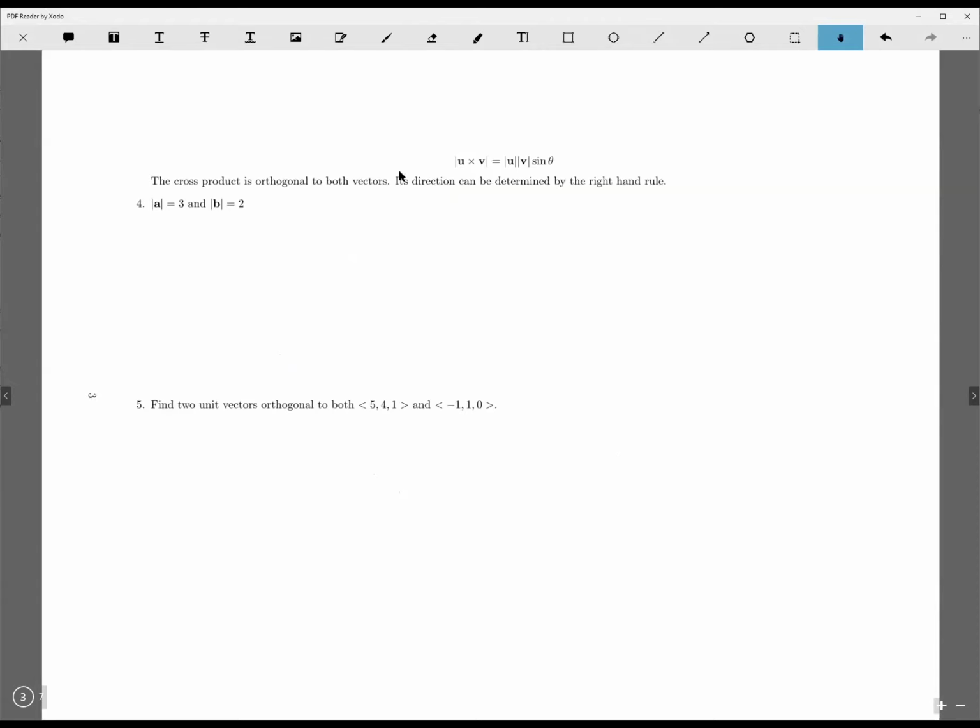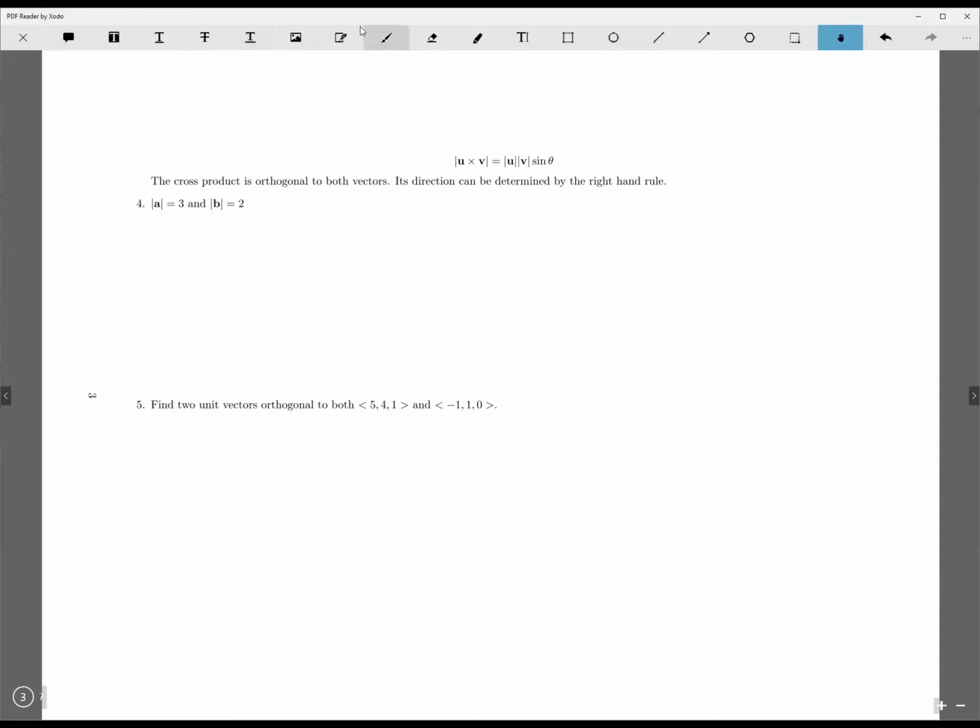Number 4. This is more of kind of the same. We already talked about that it's orthogonal to both vectors, and the direction is determined by the right-hand rule. Okay, so number 4. Okay, so we're running low on time, so let's just do number 4, and then we'll call it a day.